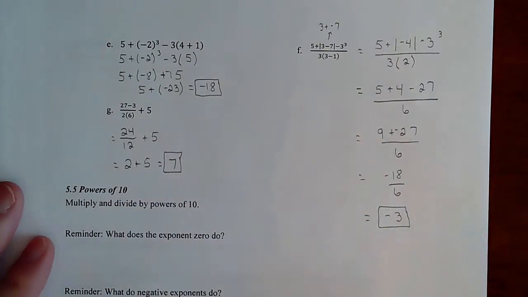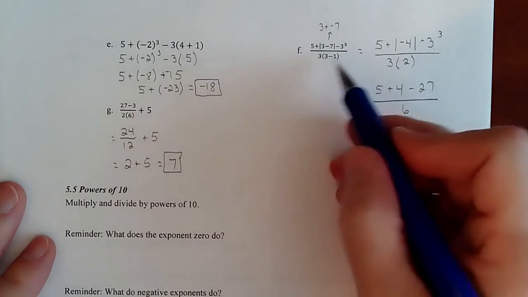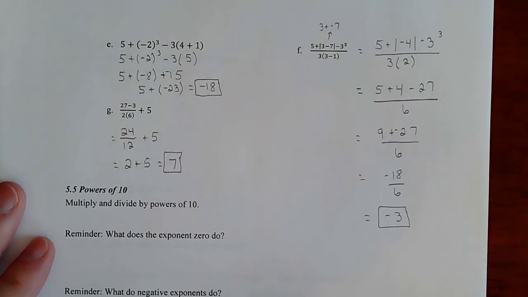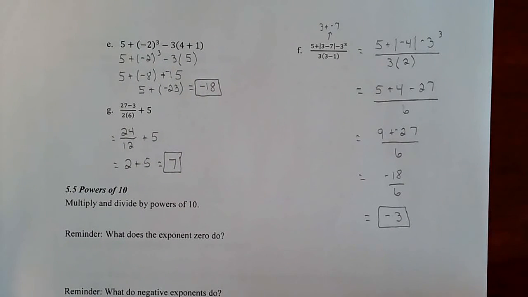Sometimes they're a little nicer than, well, that one was obviously going to be a little rough just by looking at it. But all right, so that was order of operations with pretty much anything, right, other than decimals. But you got fractions, you got positives, negatives, you got exponents, you got absolute value, most things that can be thrown your way.